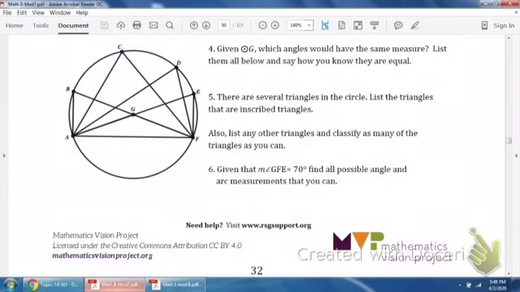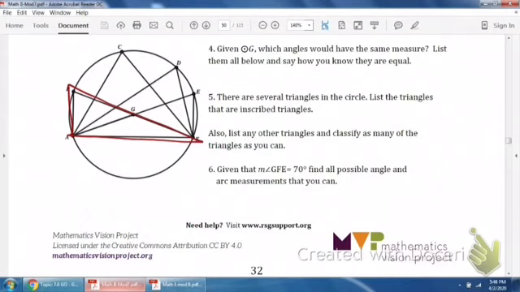Then when you get to number 5, 5 is just saying that there's a bunch of different triangles in a circle. List the triangles that are inscribed. Okay, so all you have to remember is that an inscribed triangle is any triangle where all 3 vertices are on the edge of a circle. So like, I'm pretty sure most of these, like A, B, F, all 3 of those vertices are on the edge of the circle.